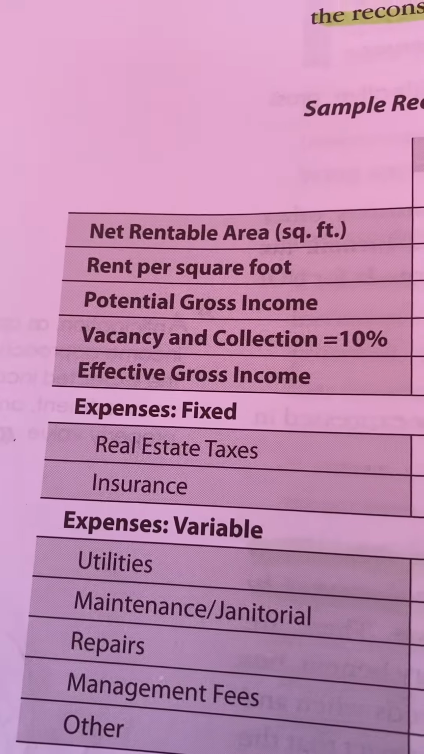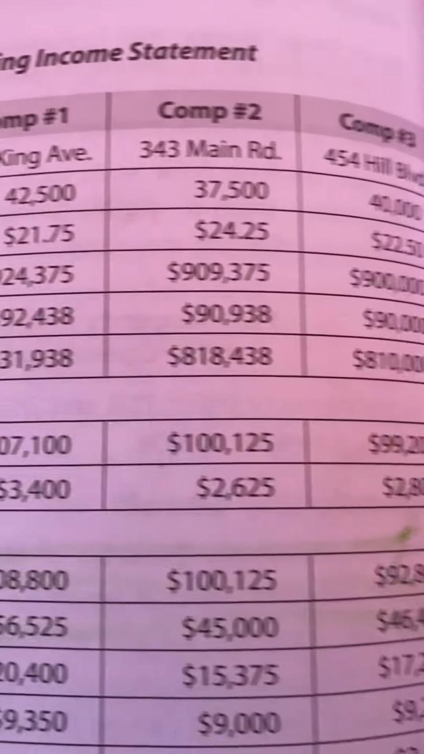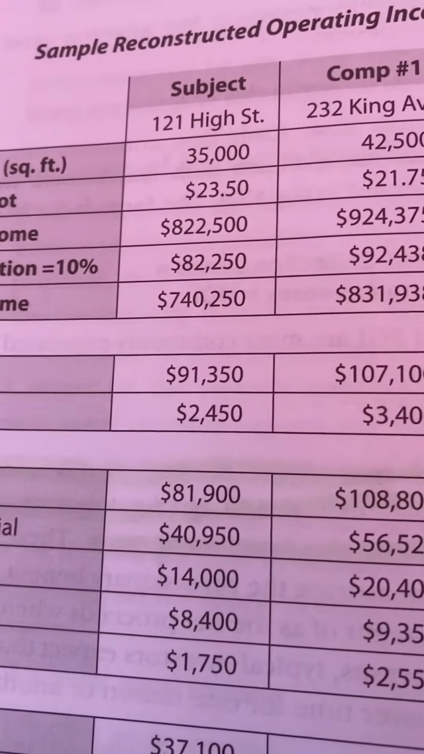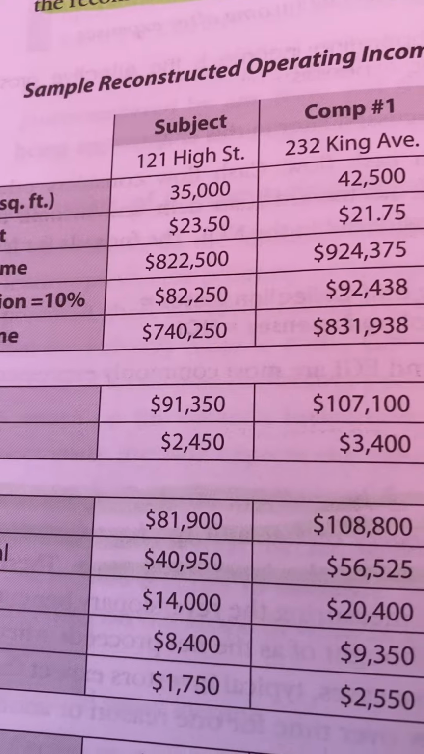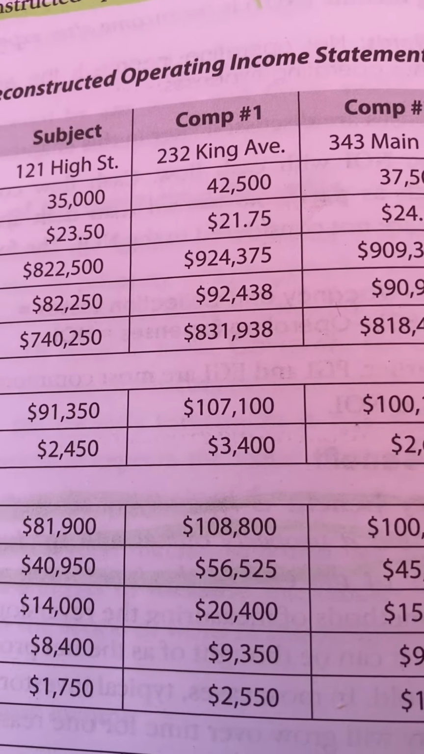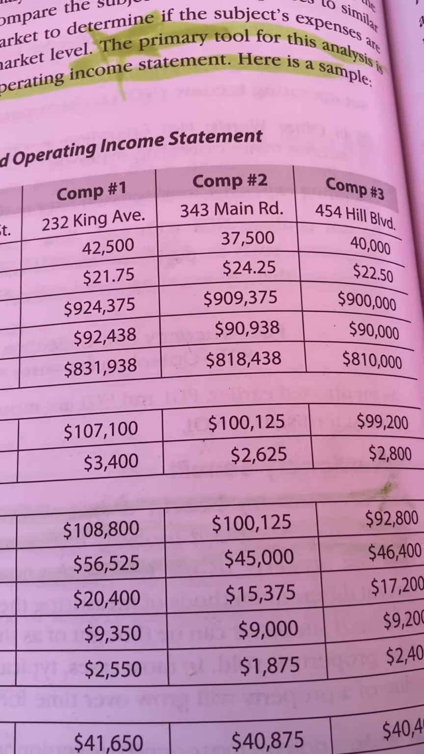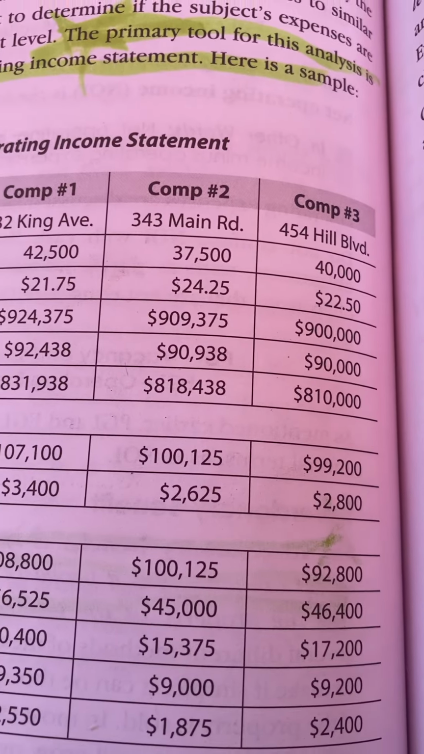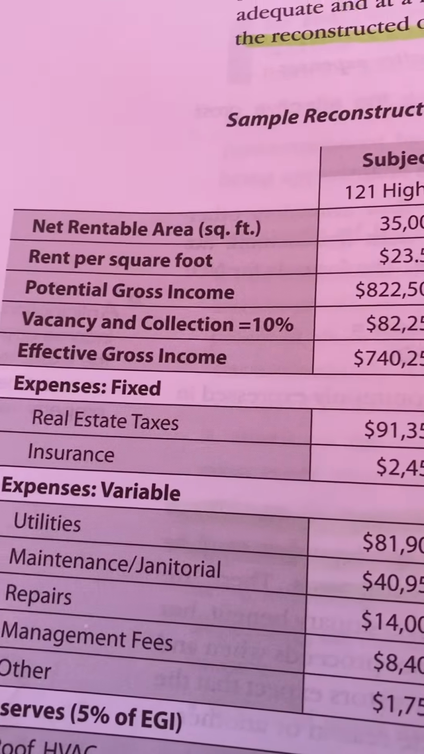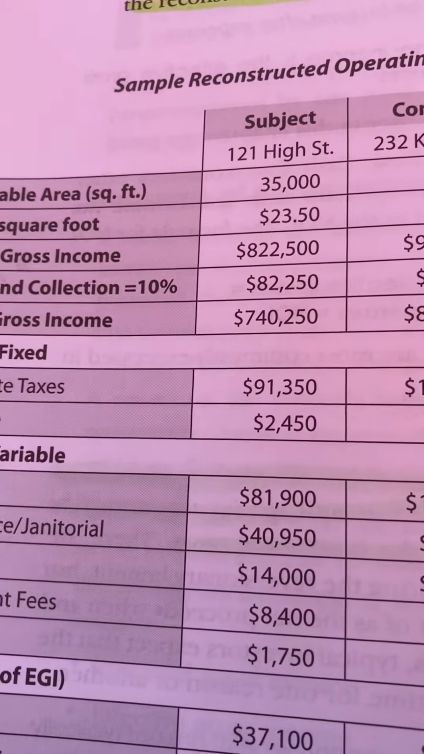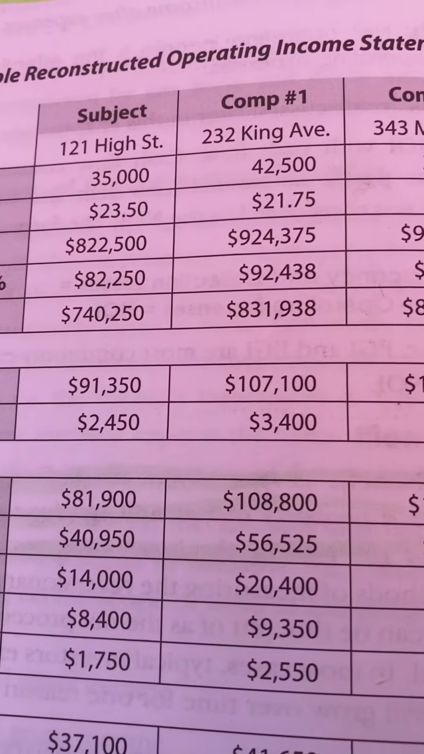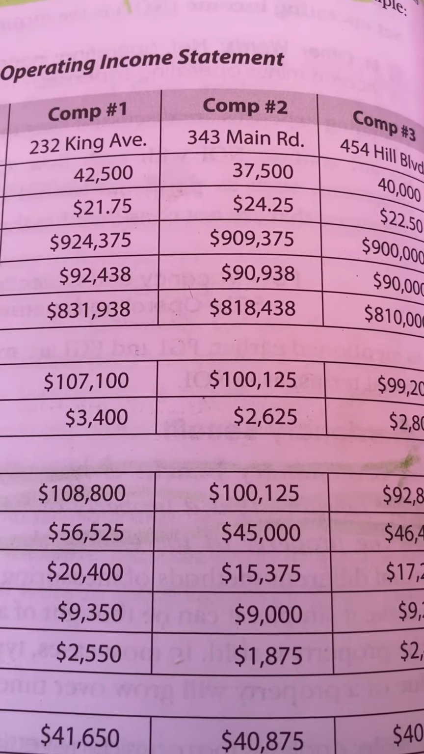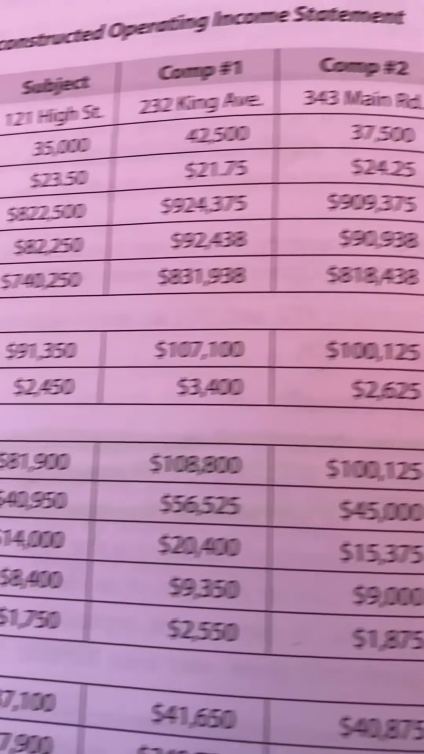The next line is going to be expenses, fixed. The next line is going to be real estate taxes. For your subject, it's $91,350. Comp 1 is $107,100. Comp 2 is $100,000, $99,125, and comp 3 was $99,200. The next line is insurance. Your subject is $2,450. Comp 1 is $3,400. Comp 2 is $2,625, and comp 3 was $2,800.